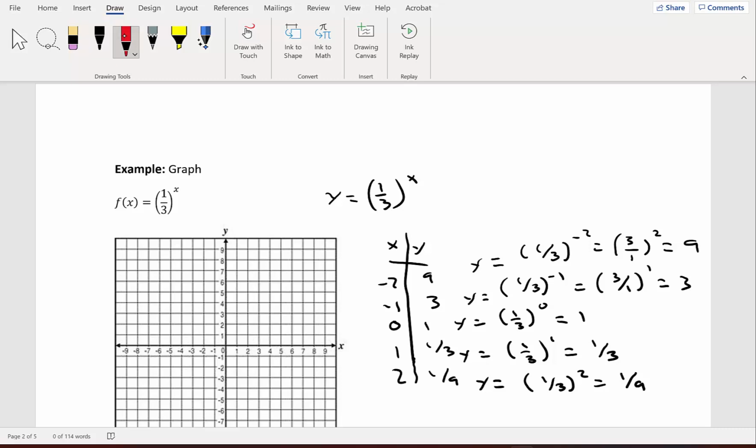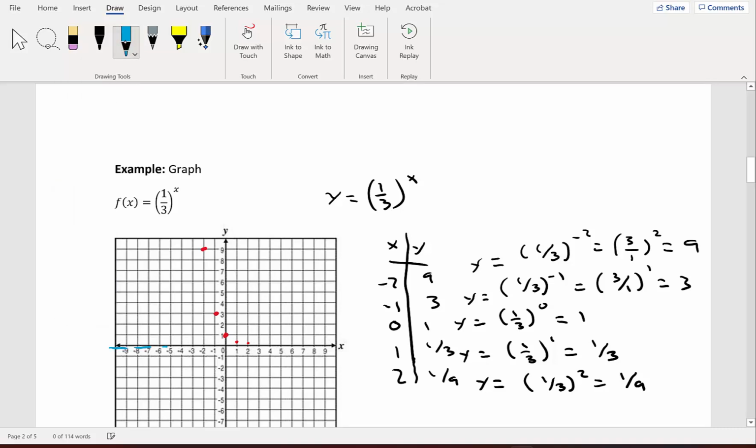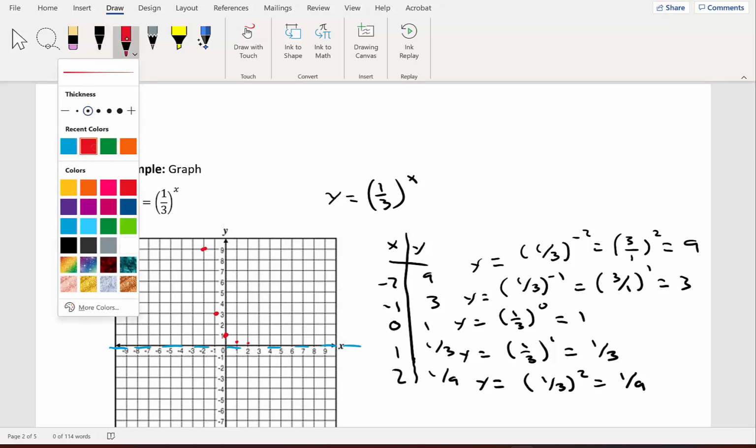Now once again, no matter what I plug in for my x, my y will never be equal to 0. So let's plot our points. So we have the point 0, 1, -1, 3, -2, 9. Then we have 1, 1/3, and then 2, 1/9. So we still have our asymptote here because our graph is never going to touch that line or cross it.